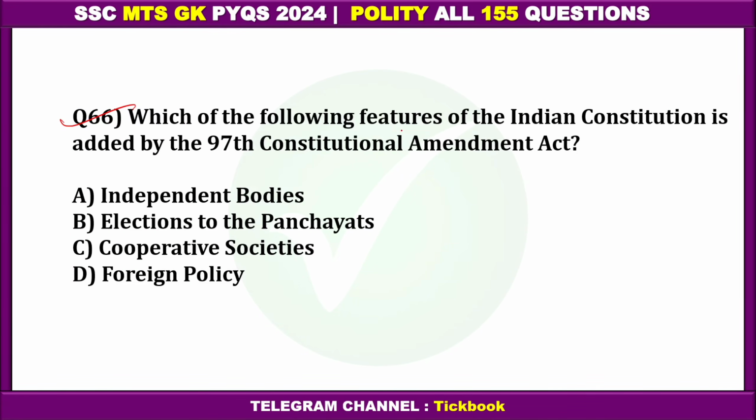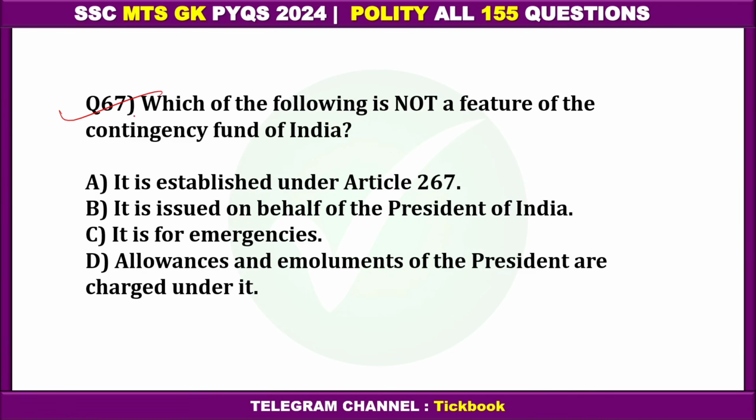66. Which of the following features of the Indian Constitution is added by the 97th Constitutional Amendment Act? Option number C, cooperative societies. 67. Which of the following is not a feature of the contingency fund of India? Option number D, allowances and emoluments of the president are charged under it.